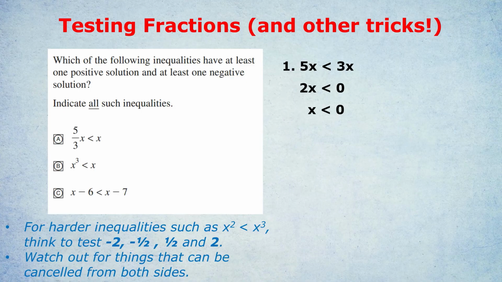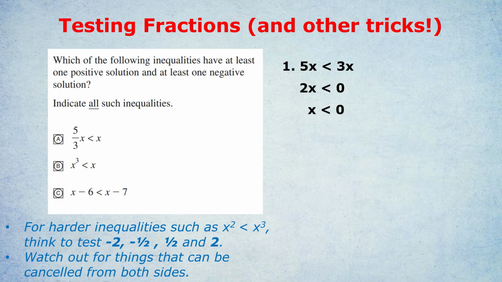Time for the big daddy. Option B. X cubed is less than x. And as I've written down below, for these harder type of inequalities that seem quite stressful, another example would be x squared is less than x cubed. You have to think of 4 categories of numbers. It's not enough just to think positive and negative. You have to think of a positive integer, like 2, a positive fraction, like a half, negative fractions, like minus a half, and negative integers, like minus 2.